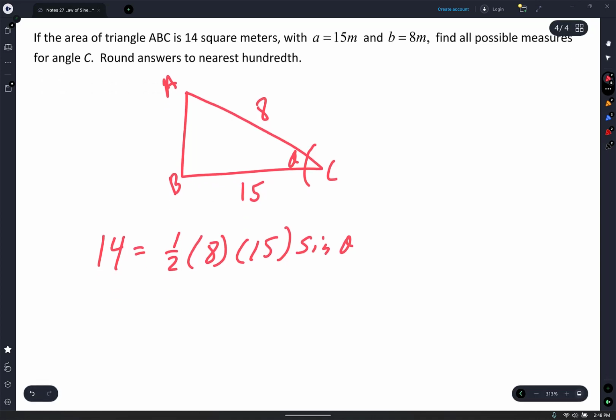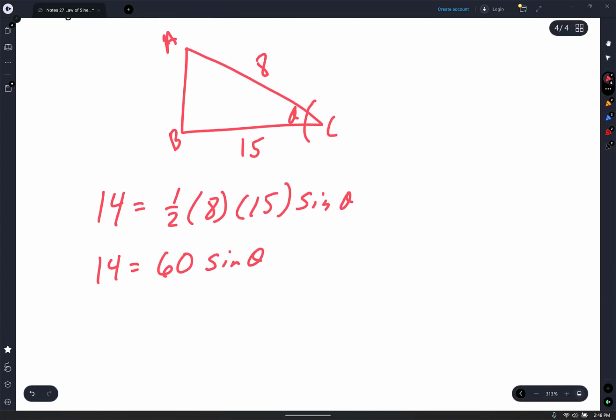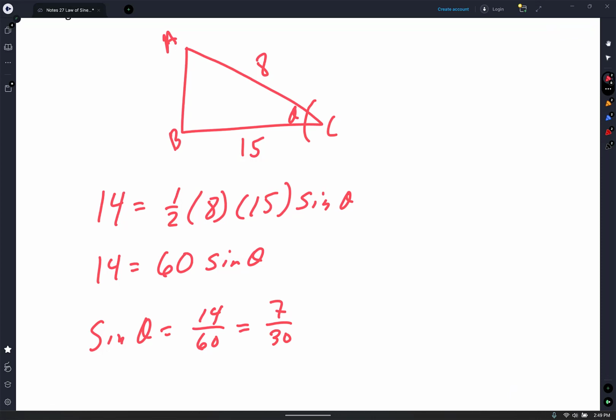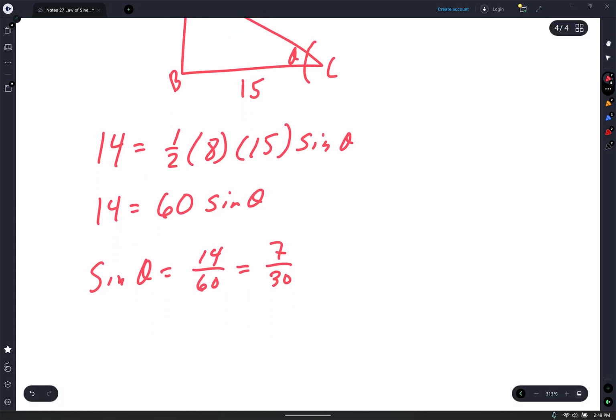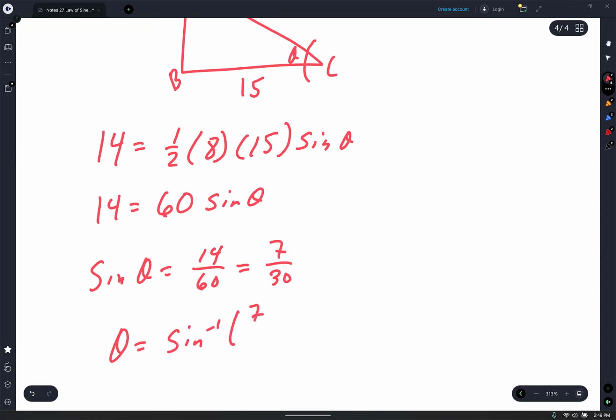So here we go. What's half of 8? 4. And what's 4 times 15? 60. So now when I'm trying to get sine theta by itself, I'm going to divide by 60. So sine theta equals 14 over 60, which I know reduces. 2 goes into 14 7 times, and 2 goes into 60 30 times. I don't think it reduces more than that. Are we okay? How do I get the theta by itself? Arc sine 7 over 30, and I'm going to get my answer.